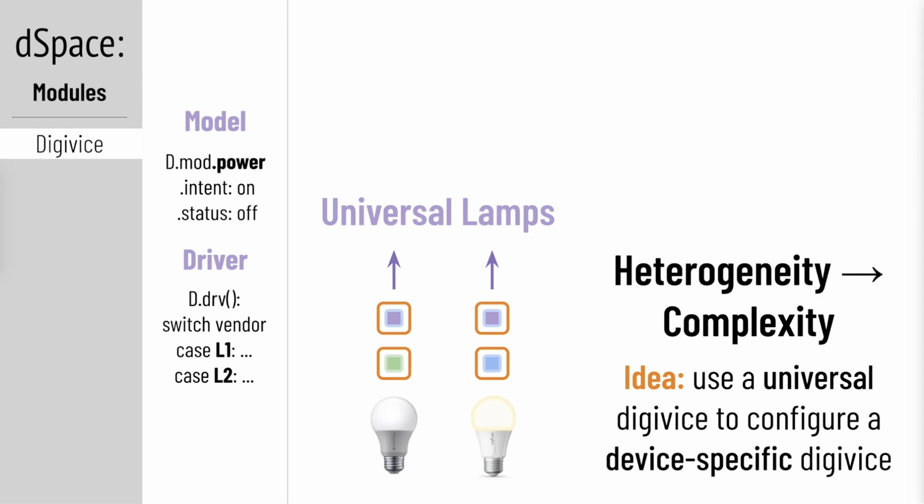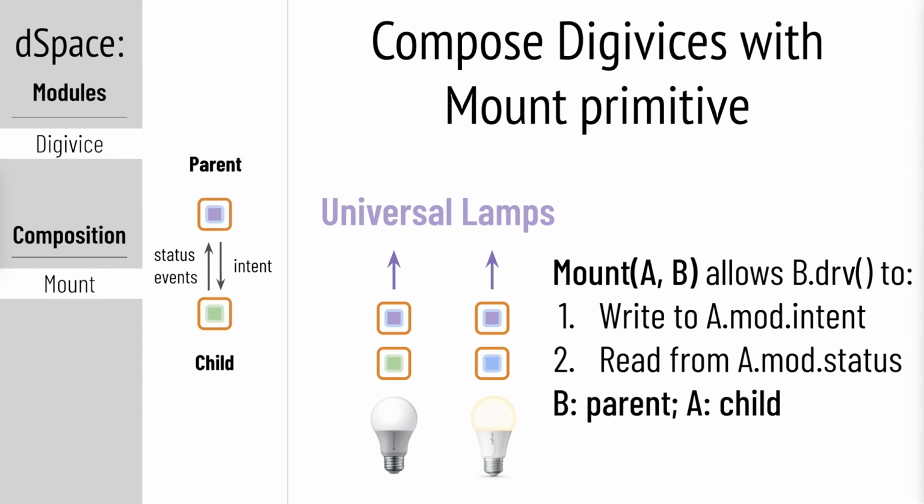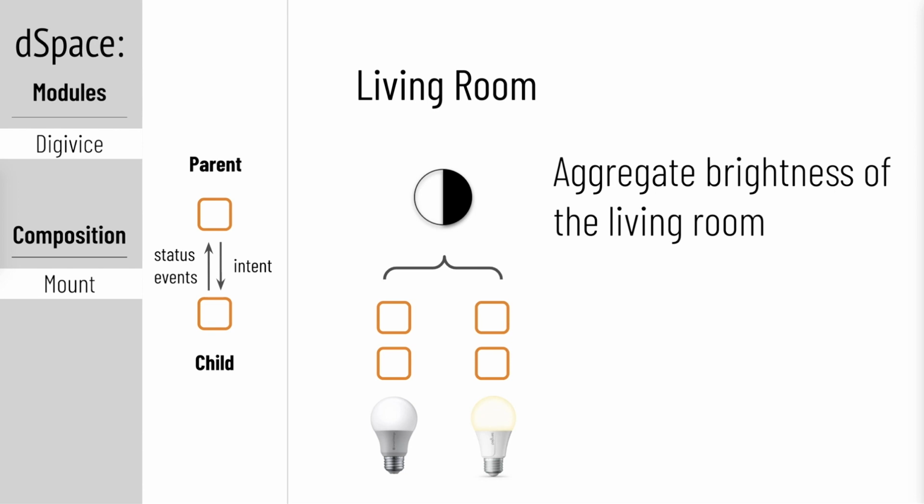Now to achieve this, we need to configure a universal digivice and a device-specific digivice. dSpace does this with its composition primitive mount. Briefly, mounting a digivice to another digivice, which we refer to as the parent, allows the parent to write to the intent of the digivice being mounted, and read the status and the other events from that child digivice. In other words, mount allows the parent to control the child. Mount can have different semantics. Let's see some more examples.